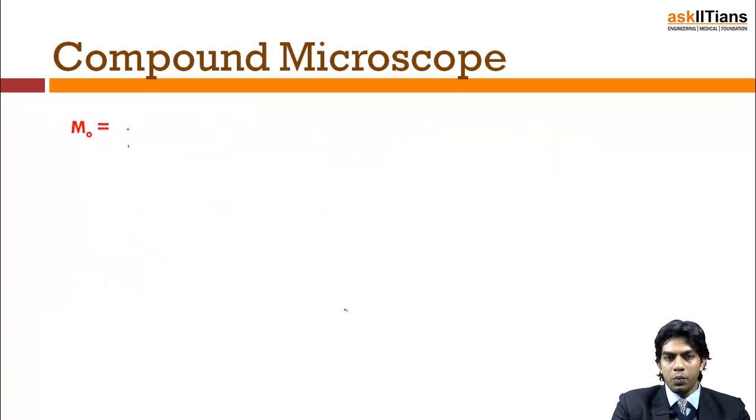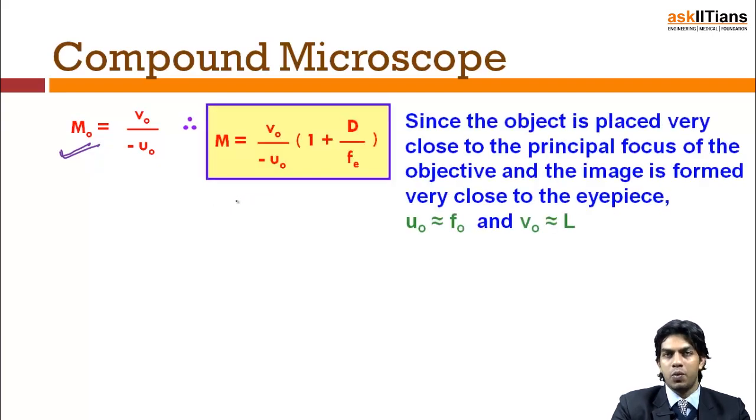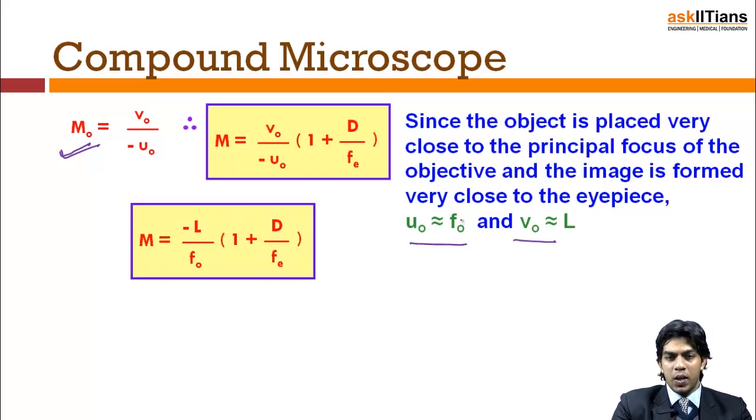Now moving on, we look at the objective lens, that is, its magnification is V0 by minus U0, and again the similar parameters which we found for the eyepiece we will now have to find for the objective lens as well, with these assumptions taking place. So U0 is approximately equal to F0 and V0 is almost equal to L. So again the total magnification comes out to be this, simply trying to express it in the parameters which are already given in the setup.